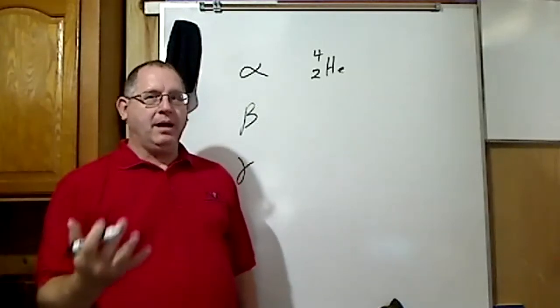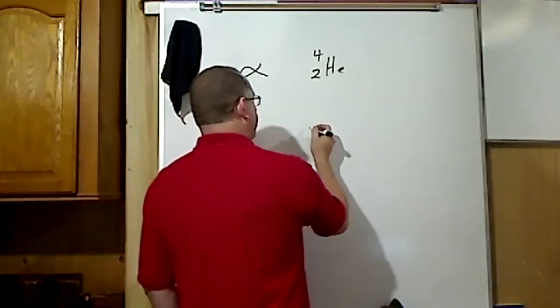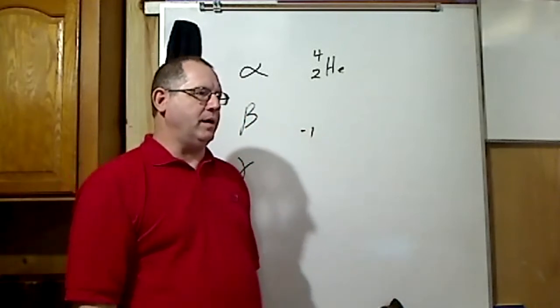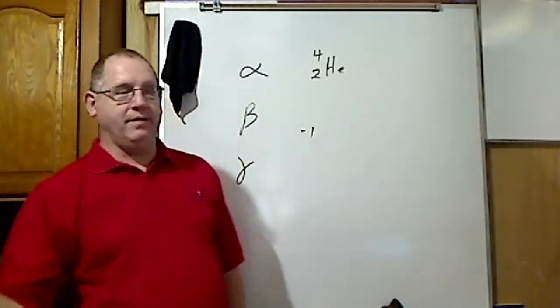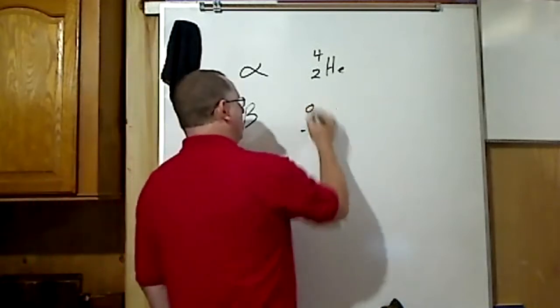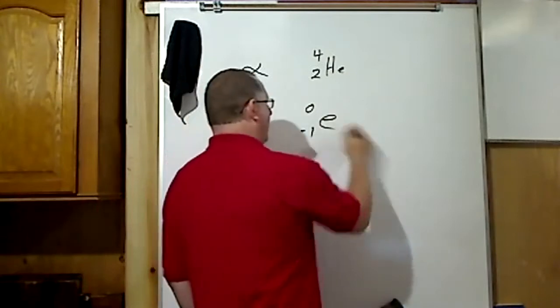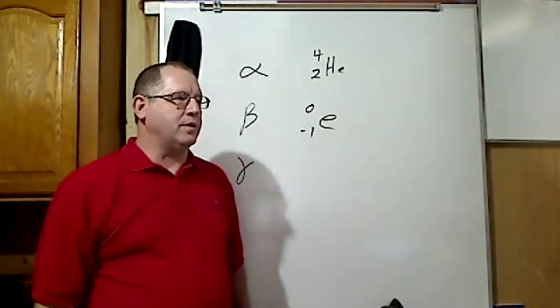A beta particle has an atomic number of -1. And you're thinking, how can it have a -1? Well, it's even better. The mass number is 0. And you might think, hey, wow, that's kind of like an electron, right?